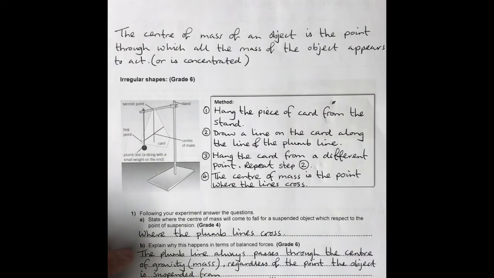B. Explain why this happens in terms of balanced forces. The plumb line always passes through the centre of gravity or mass, regardless of the point the object is suspended from.